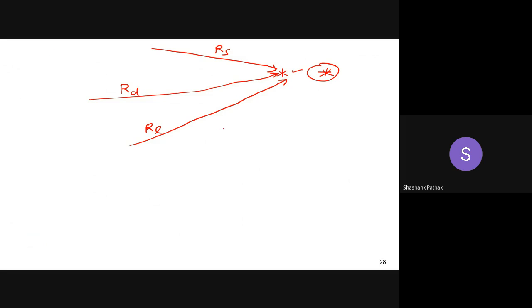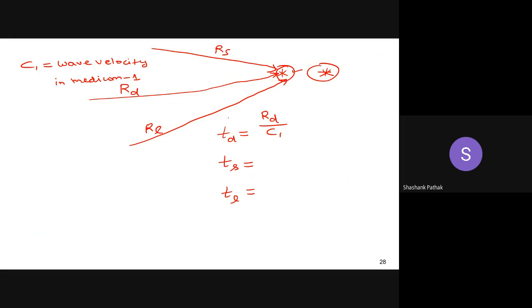So for example, we can calculate the time of travel of direct wave, surface reflected wave, and layer reflected wave. So time of travel of the direct wave will be RD upon C1. So C1 is, let's say, wave velocity in medium 1, in which your structure, the target point, is established.